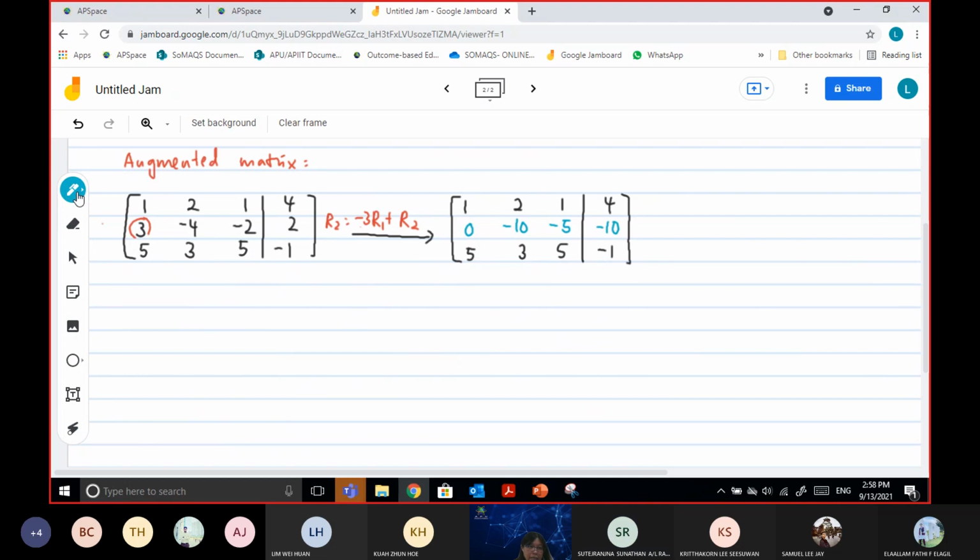Excuse me, miss. Yes? Miss, for the formula in the middle, it can also be 3 times R1 minus R2, right? Yes. So the other way, you can also put 3 times R1 minus R2, and you also get the same answer. You will also make it a 0.